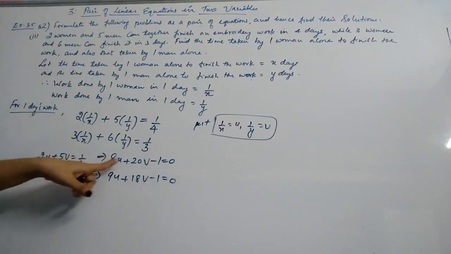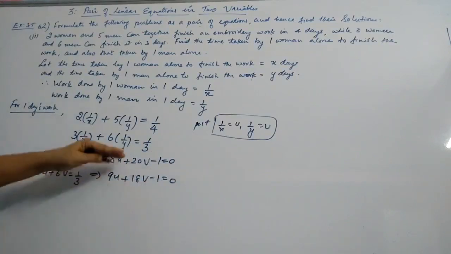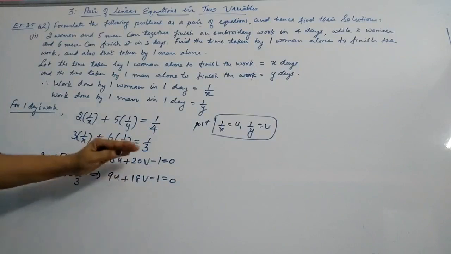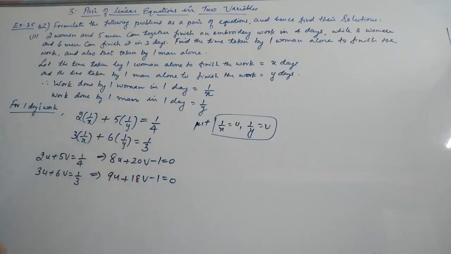Since the coefficients are bigger in number, making the coefficients equal and then simplifying, that is the elimination method, is less convenient. Instead of that, cross multiplication will be easier. So we are using the cross multiplication method in order to solve.